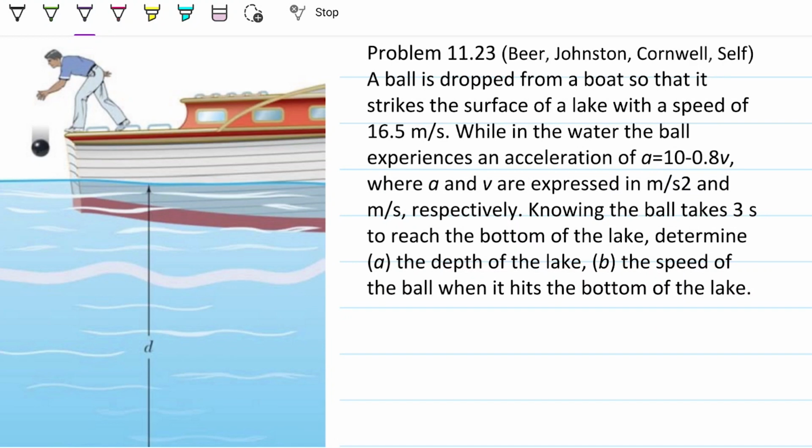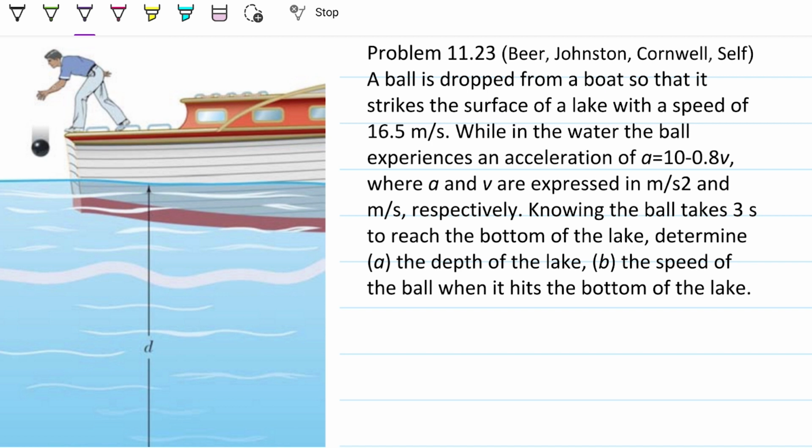The problem statement reads: a ball is dropped from a boat so that it strikes the surface of the lake with a speed of 16.5 meters per second. While in the water, the ball experiences an acceleration of a equals 10 minus 0.8v, where a and v are expressed in meters per second squared and meters per second respectively. Knowing the ball takes 3 seconds to reach the bottom of the lake, determine the depth of the lake and the speed of the ball when it hits the bottom of the lake.